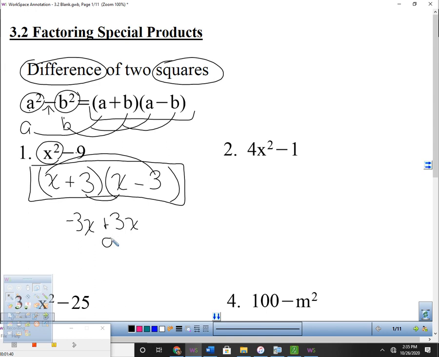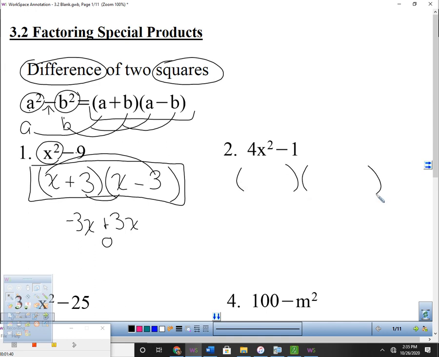So look at number 2. Do you have two perfect squares? And you got to make sure you check the number and the variable here. So 4x squared, is that perfect? Okay, what about 1? It's the perfect everything, right? 1 times 1 is 1, 1 times 1 times 1 is 1, 1 times 1 times 1 times 1 is 1. All right, so I'm going to go ahead and factor this.